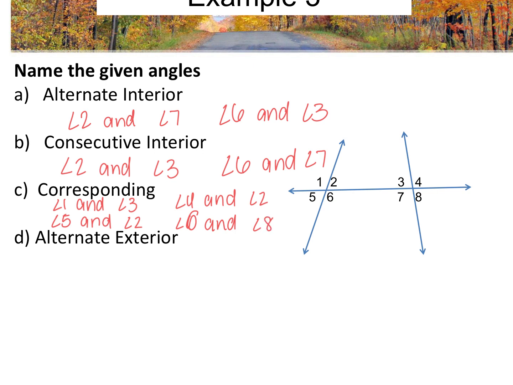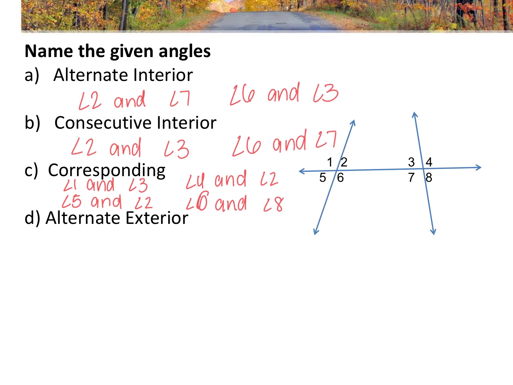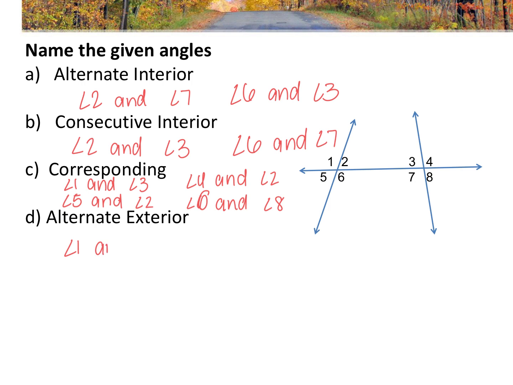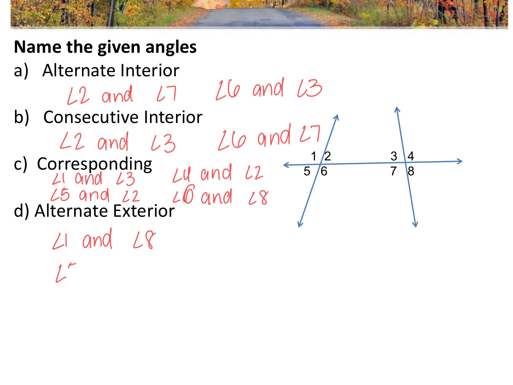All right, and the last thing, alternate exterior angles. 1 and 8. And there's one more. 5 and 4. Good. Angle 5 and angle 4. Any questions? No, that's it for 3-1.